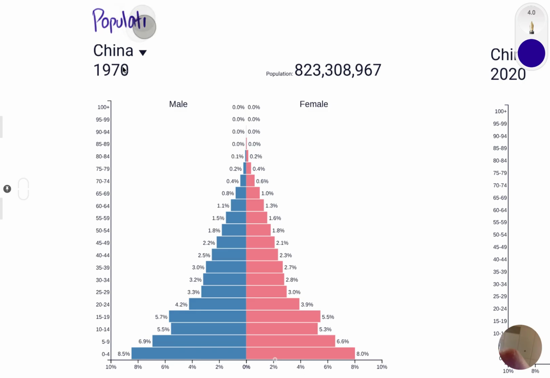And what population pyramids are is a way to visualize what the population looks like in a particular country at a particular point in time. So right here we have a pyramid from China in 1970.